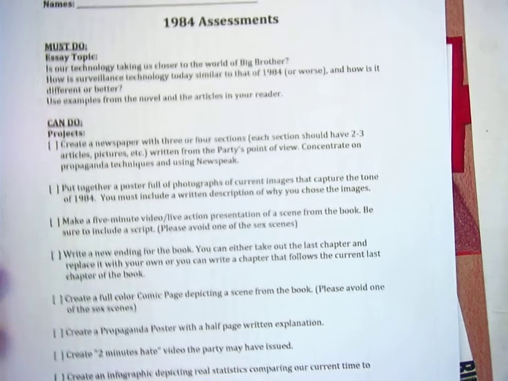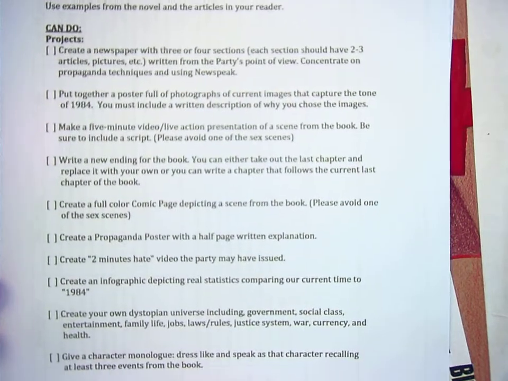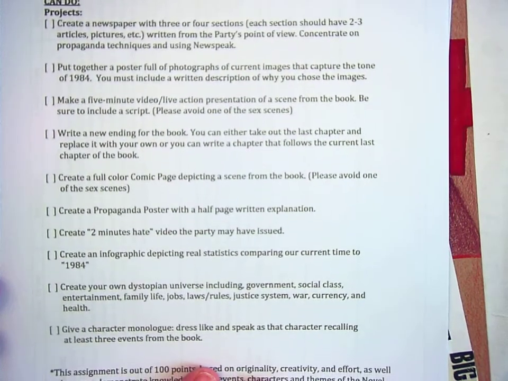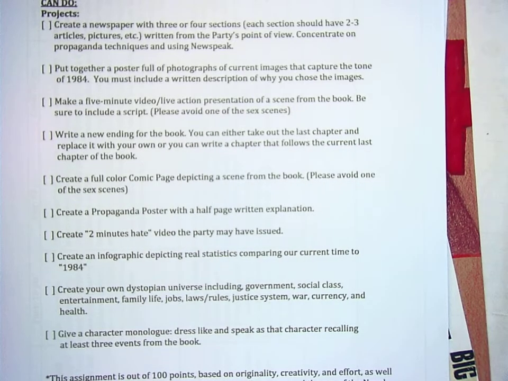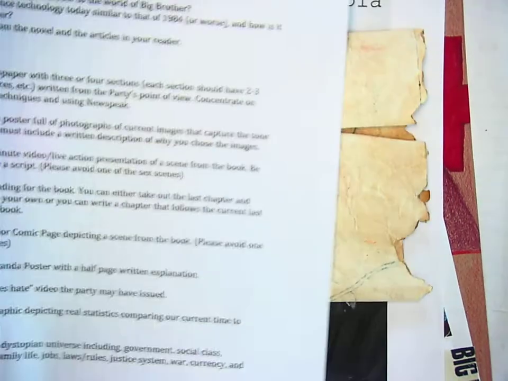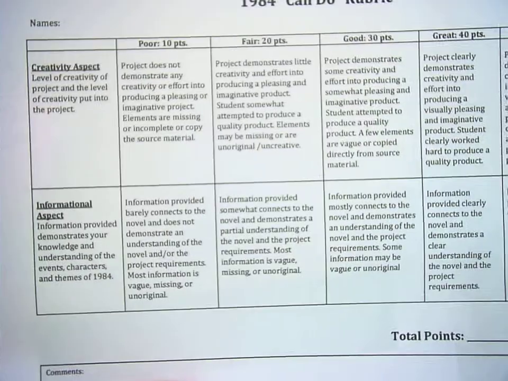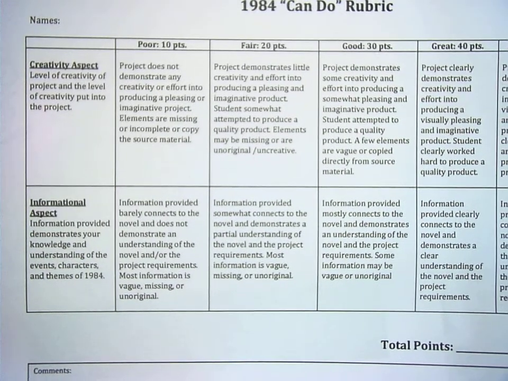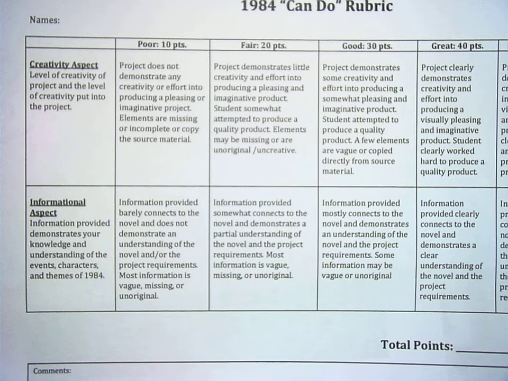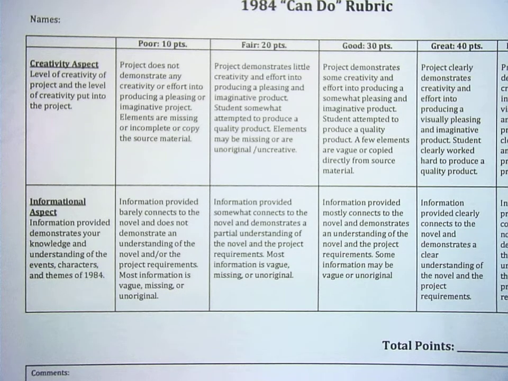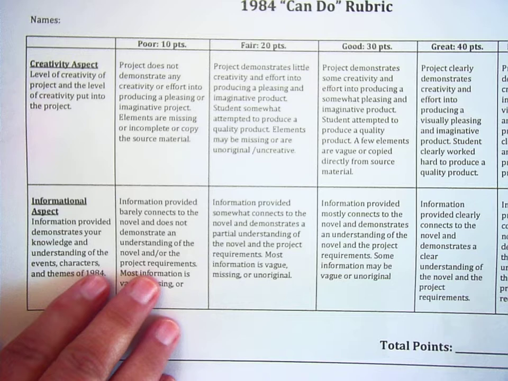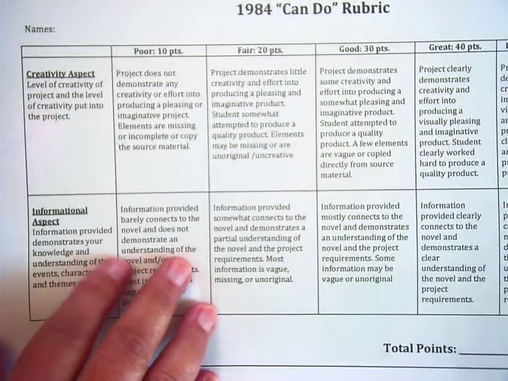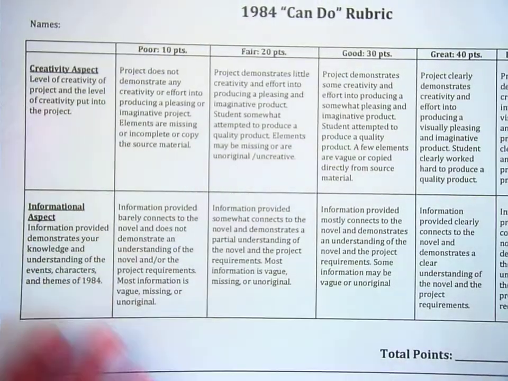But the can-do part are choices of projects that they can do, and they can do them individually or with a partner or a group of three. And there's a variety of choices here, and I'm going to show you some of them. And then I also always provide a grading rubric. And this is broken down to creativity and the information as it pertains to the book 1984, the themes, characters, and setting. And they can see how their points are added up. And I literally use this to grade it as well as they use it to plan.